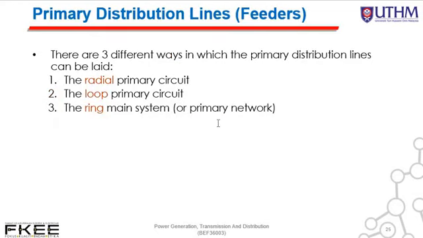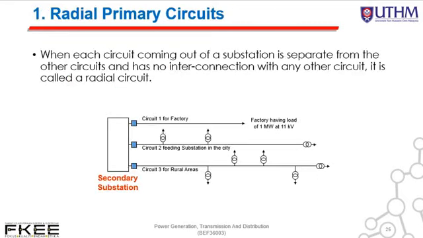So let's focus on the primary distribution line or feeders, where there are 3 topologies where the primary distribution lines can be laid. The first one is the radial primary circuit, the second one is the loop primary circuit, and the third one is the ring main system or the primary system. So let's move on to the first type of topology, which is the radial primary circuit.